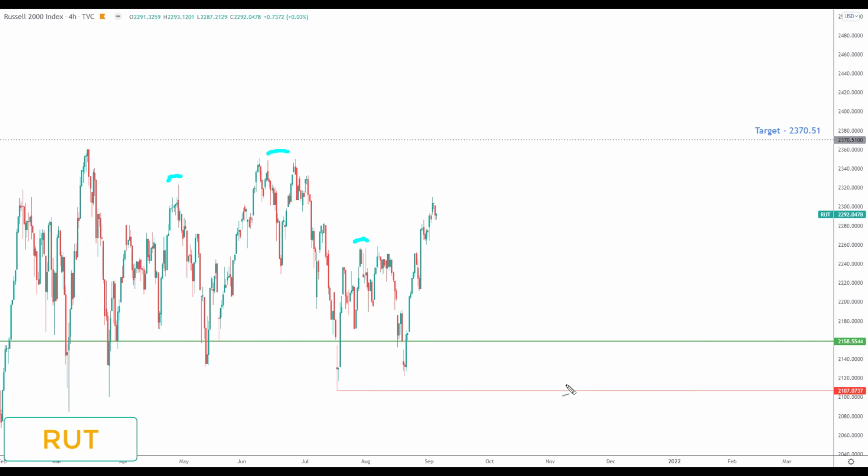But this is actually the start, potentially, of a much bigger move to the upside in the Russell, the way this is structured. So although the US economy itself is stuttering, the Russell is potentially setting up for a bigger move to the upside. So any pullback in the Russell next week is going to be viewed as an opportunity to look for bullish reversals. And we're going to be looking up towards the next key resistance, the upside and the target set, at the 2370.51.